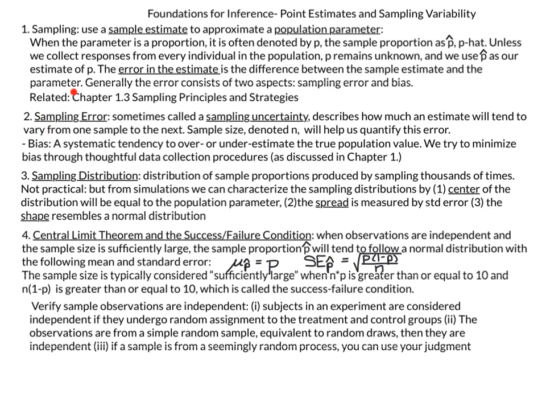Remember, we can't actually calculate sampling error because we don't know p. The whole point of sampling is we can't survey the entire population. But what we can do is we can study the process of sampling. So we study and we create what we call a sampling distribution, which is the distribution of sample proportions produced by sampling thousands of times.